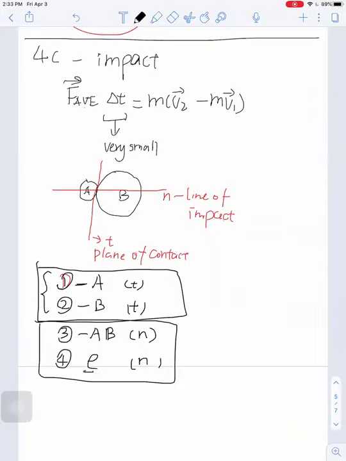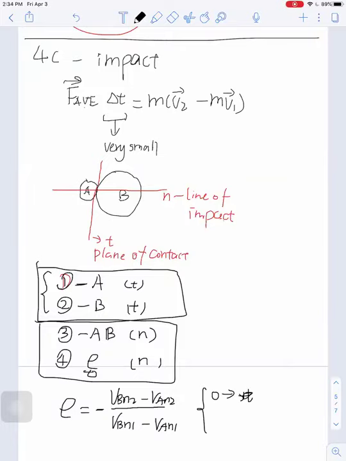For this coefficient of restitution, keep in mind the definition has a negative sign in front. On the top, you have VBN2 minus VAN2. The bottom is VBN1 minus VAN1. We also mentioned two cases for this coefficient. When e equals 0, that means they stick together. If e equals 1, that means it's a perfect bounce, and that's when there's no energy loss.